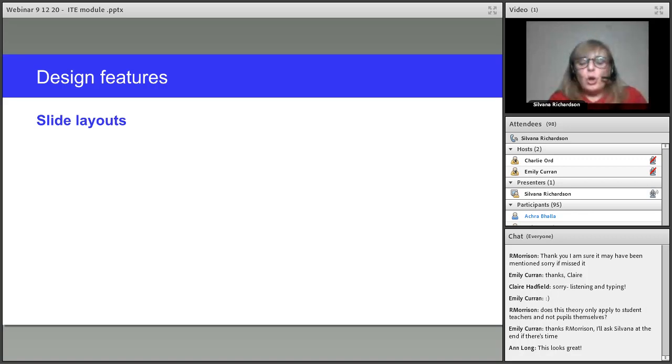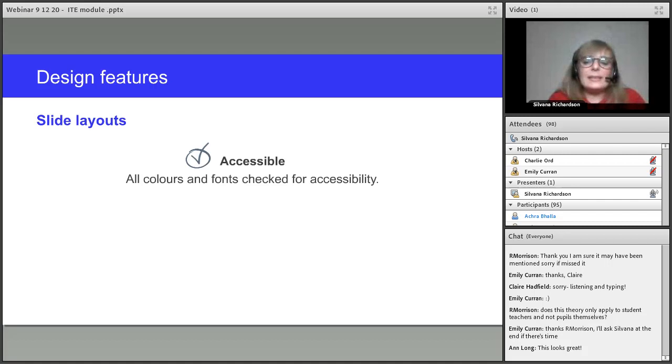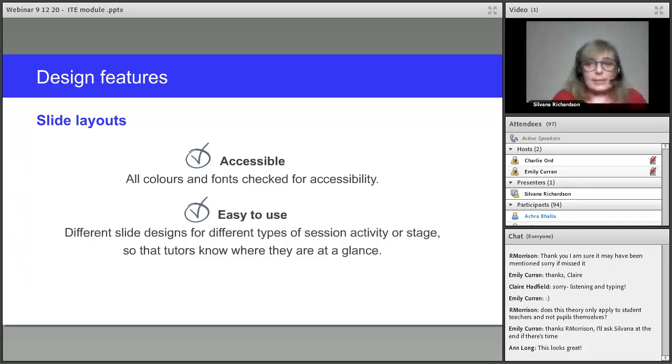And a couple more comments on the slides. I'm talking about the slides for the tutors here, and we have been very careful in trying to select slides that made your life easier. So we have designed different slide layouts, but before I tell you a little bit about the different slide layouts, just a word on accessibility. So we have checked all colors and all fonts for accessibility. They're all sans serif, and they're all accessible colors.